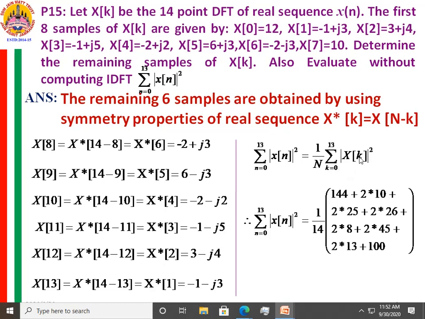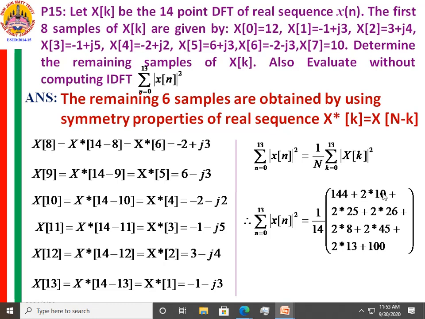So when you substitute k is equal to 0, it is magnitude of x0 square. What is x0? x0 is 12. So 12 square is 144. Then when you substitute k is equal to 1, magnitude of x1 square. So what is x1 square? Magnitude square is real part square plus imaginary part square. So 1 plus 9. Now you have x1 and a conjugate of that. x1 and conjugate of x1, both magnitudes are the same. So what I will do is multiply by 2.